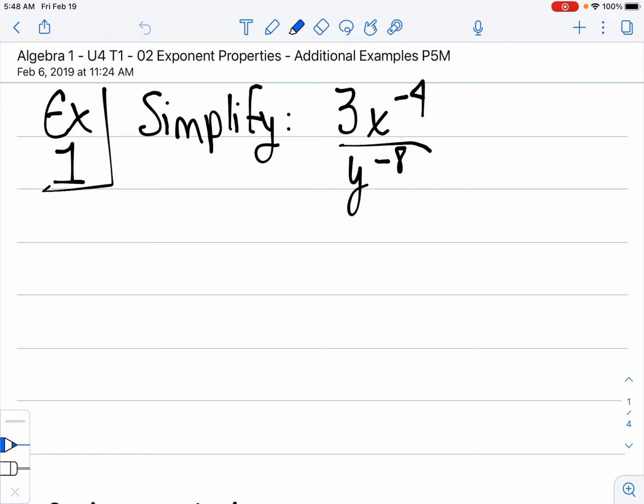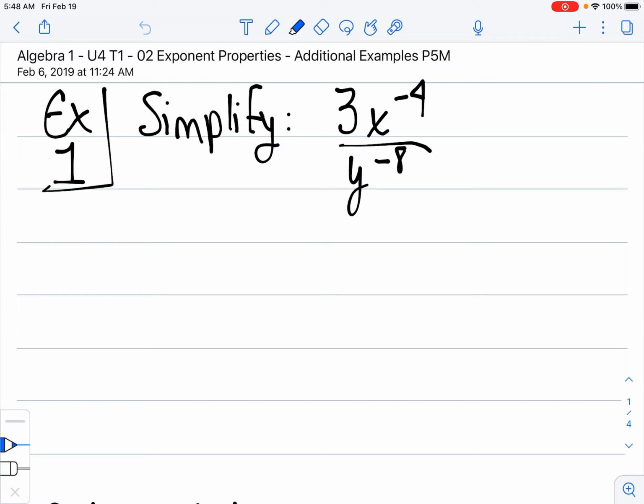Let's just go through our list of strategies that I just showed you and apply which ones will help us simplify this problem. So for example, I don't have any parentheses, so I'm not going to use step 1. I'm going to skip it and go right on to the next step. I don't have any same bases to divide, so step 2 doesn't apply. And I don't have any same bases to multiply, so step 3 doesn't apply.